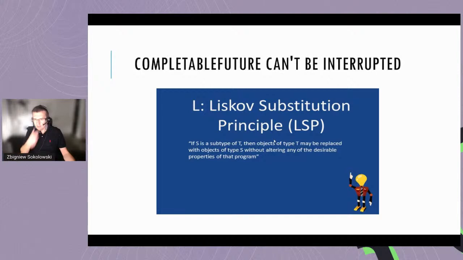What the JDK designers did was break the Liskov principle. What does it mean? Let me read it one time. If S is a substitute of T, then objects of type T may be replaced with objects of type S without altering any desirable properties of that program. This has a deep sense, but in this concrete place, it is not working.